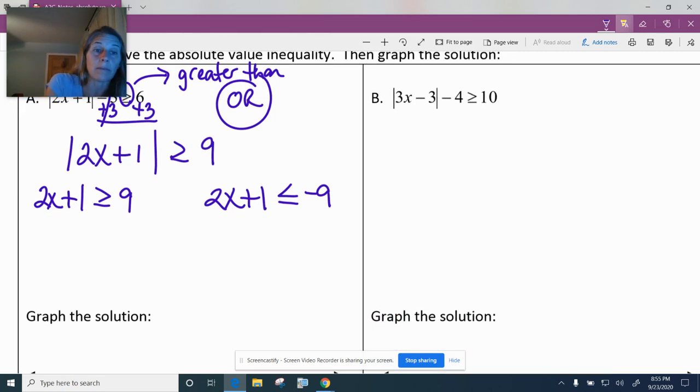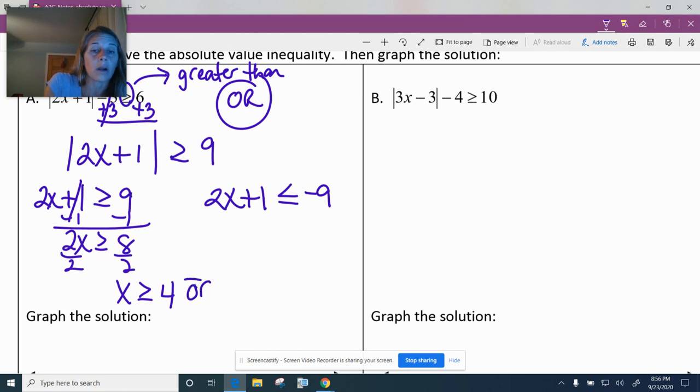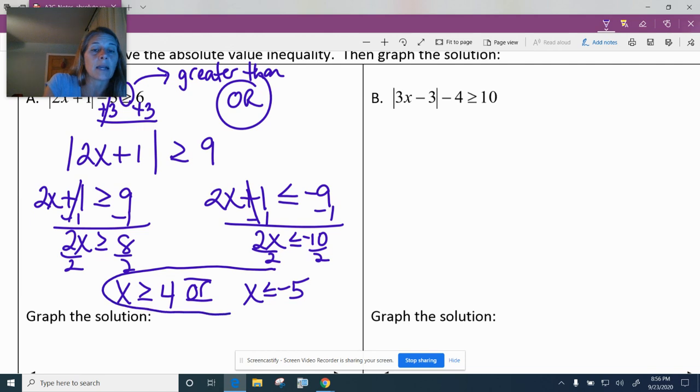Okay, then you would solve them each like you would solve any other inequality. So we would have 2x is greater than or equal to 8, divide by 2. We get x is greater than or equal to 4, or, and then we're going to do the other one. So now over here, I have 2x is less than or equal to -10. Divide by 2. X is less than or equal to -5. So my answer is x is greater than or equal to 4, or x is less than or equal to -5.